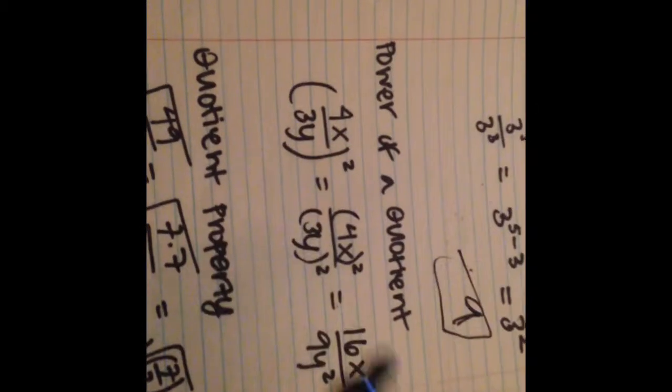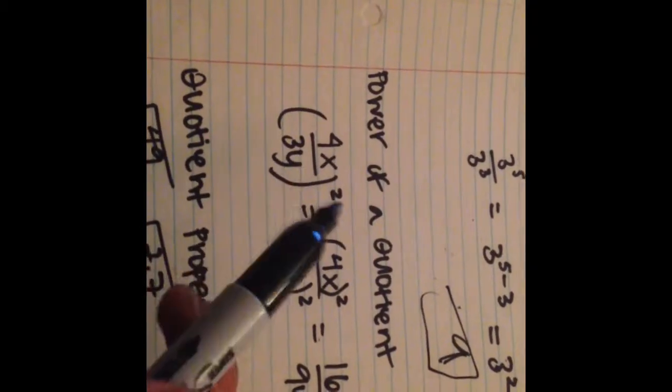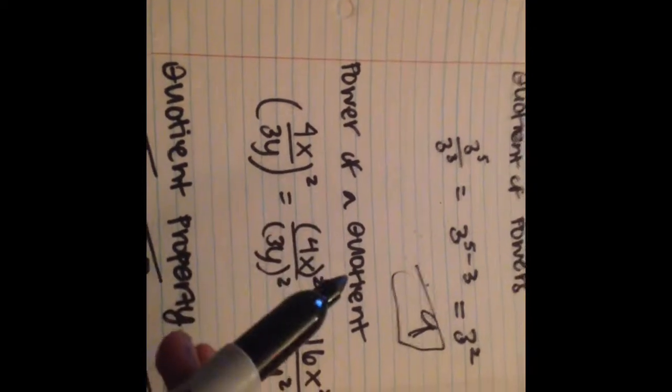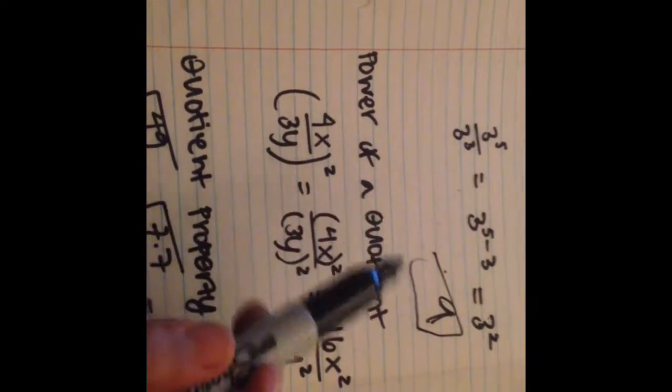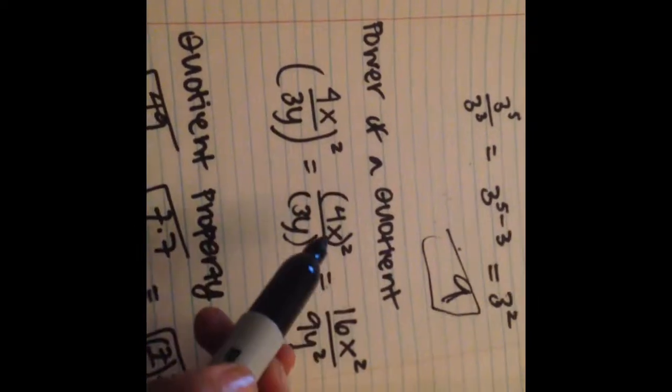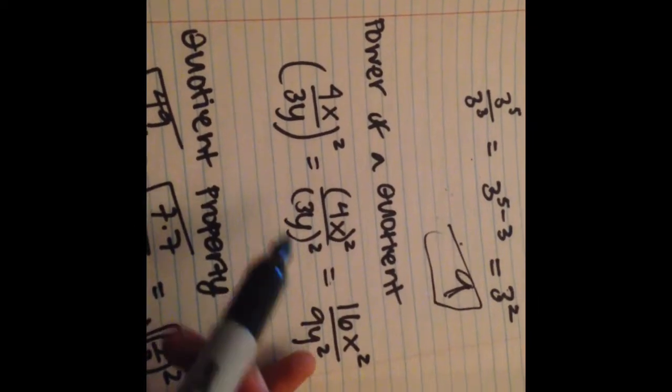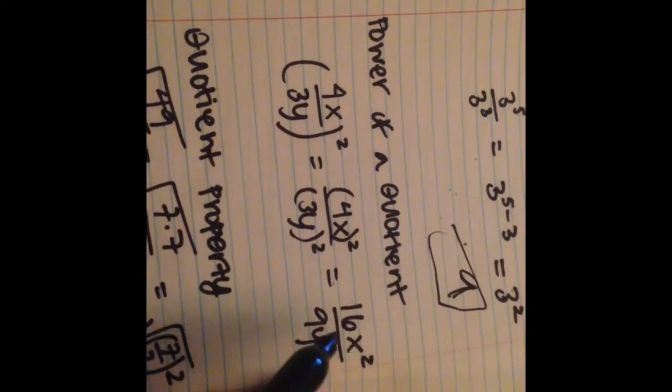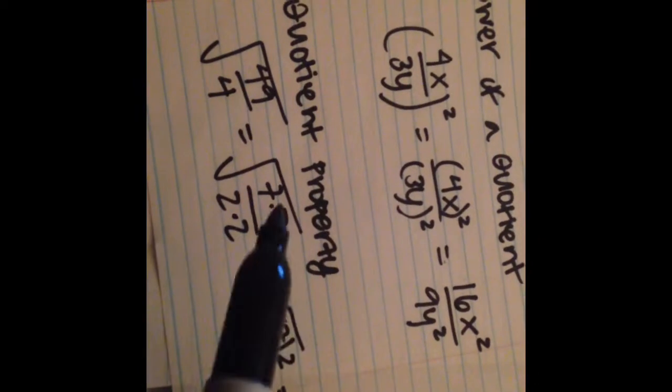Then you have power of a quotient, and you have 4x over 3y, all squared. It looks extra scary because there are letters in there, but it's not. All you do is you square both of them. So you do 4x squared, and then you do 3y squared, and you get 16x squared over 9y squared. Super simple.